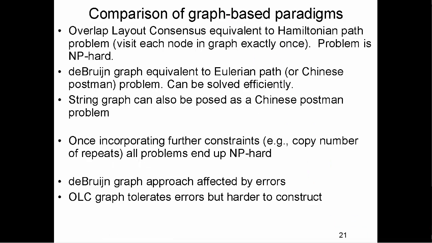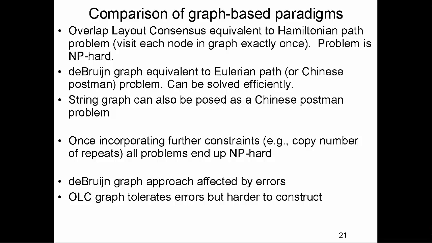The development of competing approaches for representing genome assembly as a graph problem has led to considerable debate in the community over the relative merits of these approaches. The overlap layout consensus approach, for example, can be shown to be equivalent to a classic problem from computer science called the Hamiltonian path problem. This problem requires finding a path through a graph that visits every node in the graph exactly once and is known to be intractable. That is, solving it correctly requires one to search through an exponential number of possible solutions.